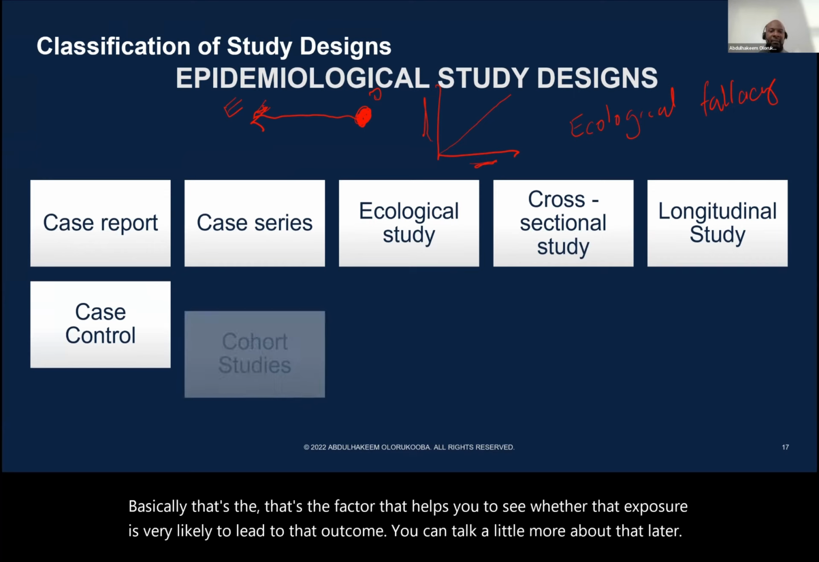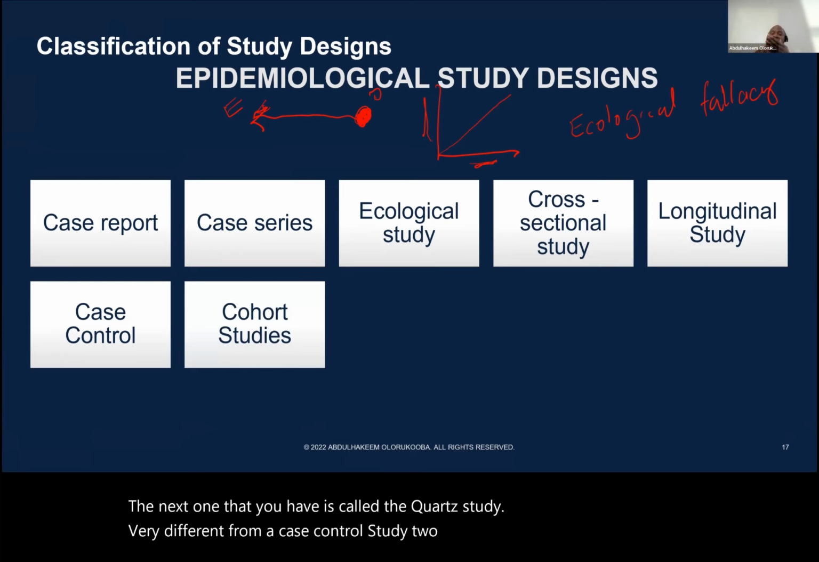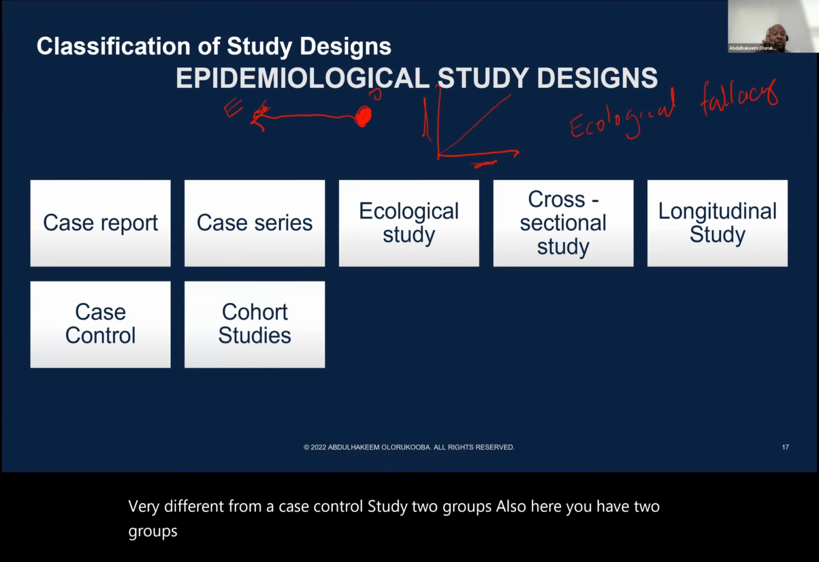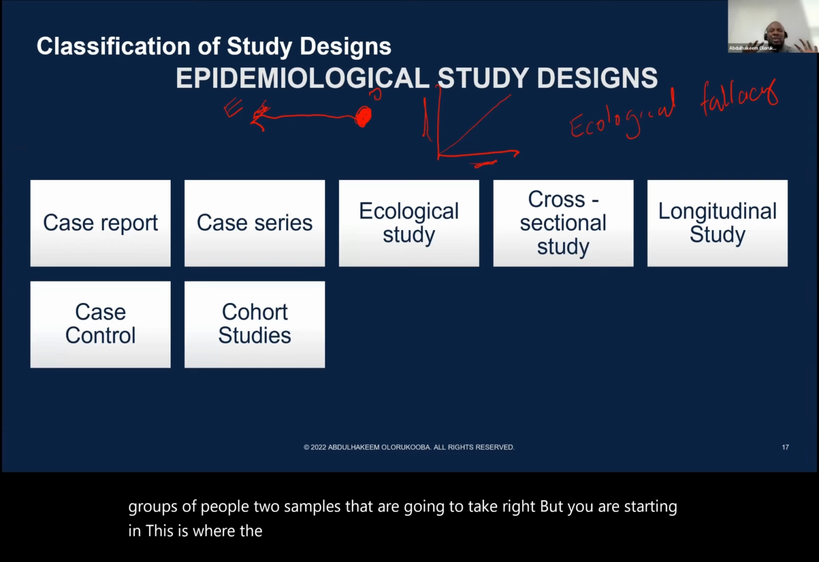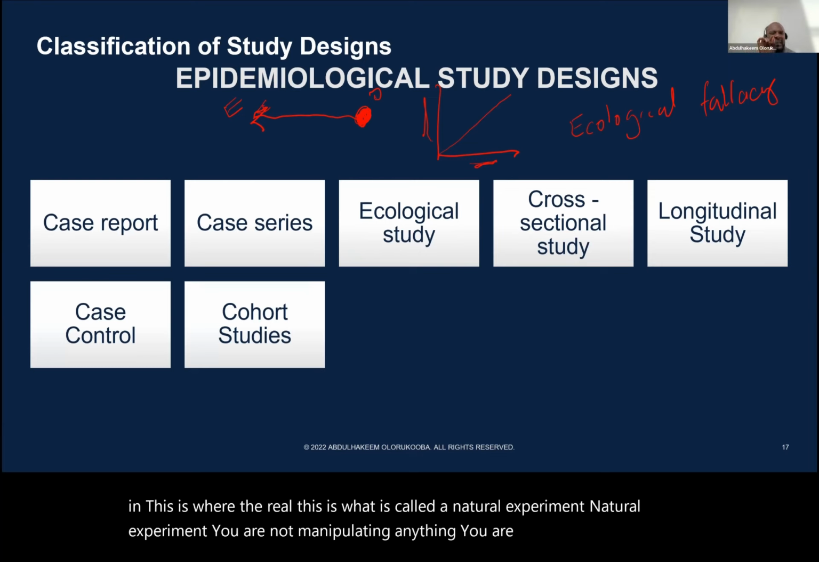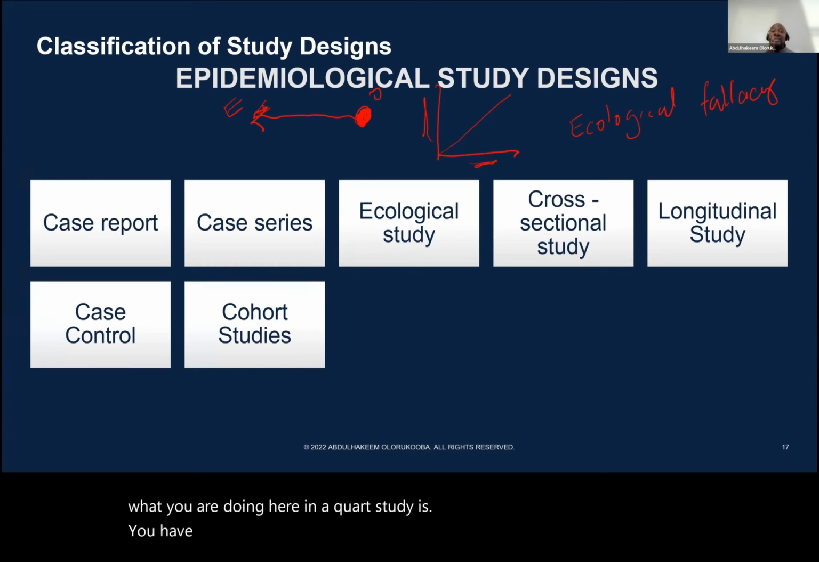The next one that you have is called a cohort study. Very different from a case control study. Two groups also here. Here you have two groups of people, two samples that you're going to take, right? This is what is called a natural experiment. You are not manipulating anything. You are just observing. But what you are doing here in a cohort study is remember, the natural history of disease is from exposure to outcome. That's the prospective nature of a disease.